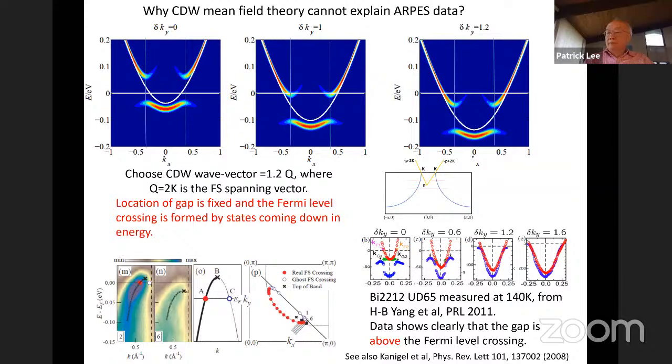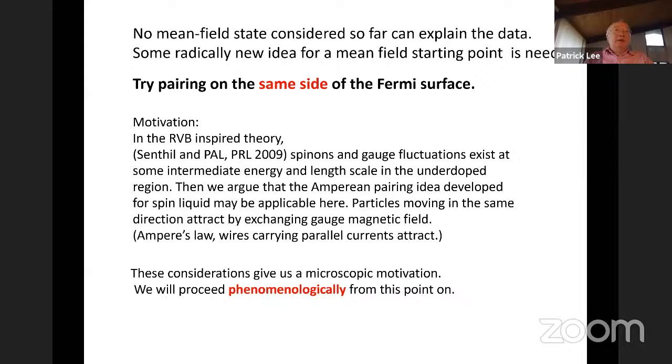Okay, so at that point, the story is that there's no mean field theory that was considered at that point that can explain the data. So I thought we need some radical idea. The radical idea is to try pairing on the same side of the Fermi surface. So again, to summarize, charge density wave doesn't work because this gap is moving from below. But conventional pairing doesn't work, because conventional pairing is always particle-hole symmetric, and the top of the band would line up with the Fermi energy.